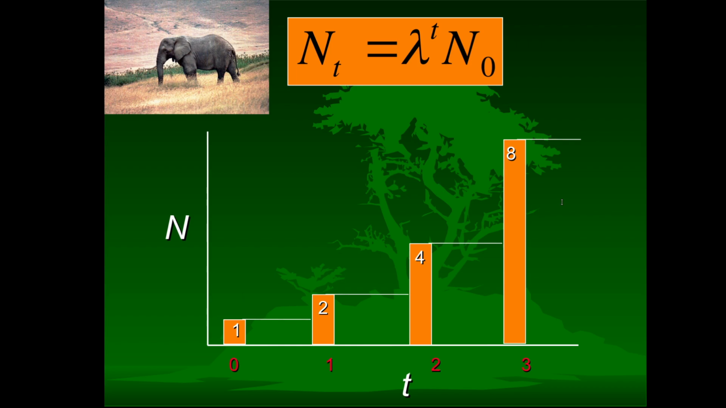Right, if lambda is greater than 1, then the population is increasing. If lambda is equal to 1, the population size is constant. And if lambda is less than 1, the population is decreasing. So this is geometric growth. Population increases as this sort of step function shape. That's geometric growth. It's not continuous.